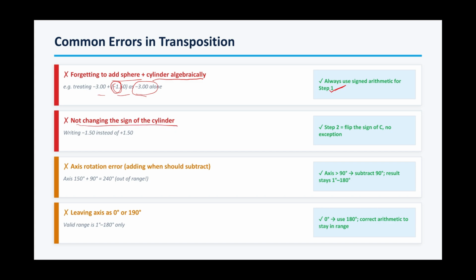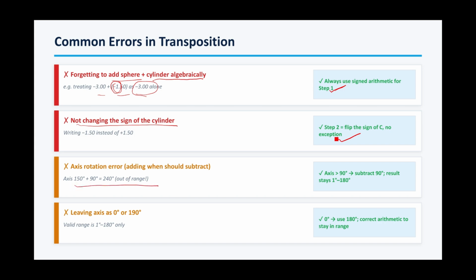Second step: in our confusion we will often forget to change the sign of the cylinder, okay? So always remember, if you go in an orderly manner, we will never make a mistake. Our second step is to change the sign of the cylinder. Once you do that, we will not make any mistake.